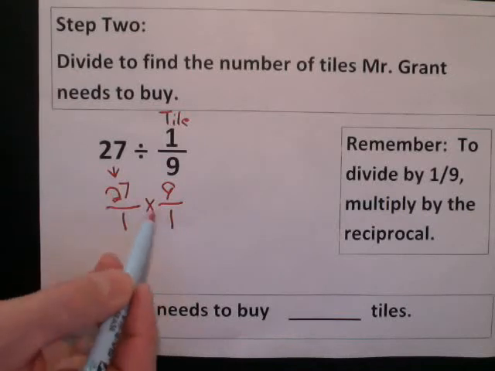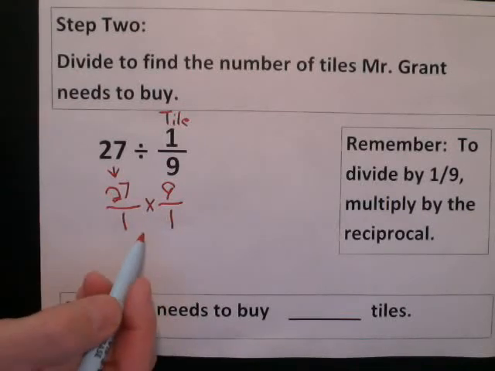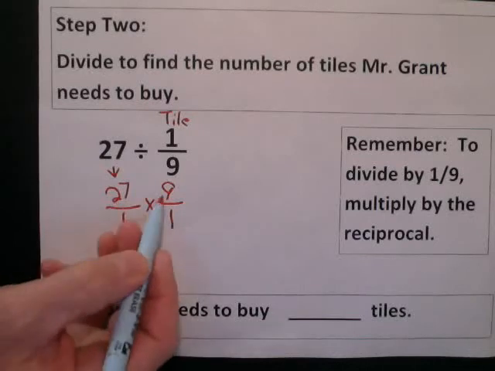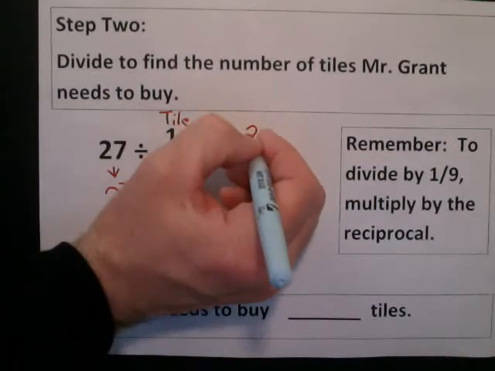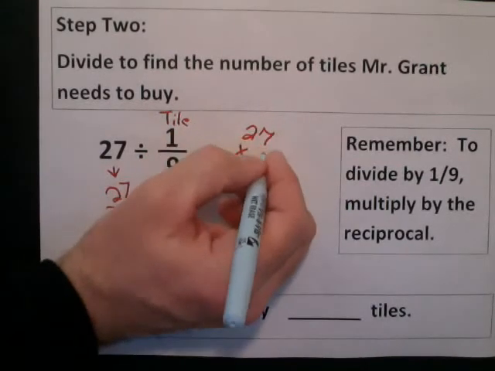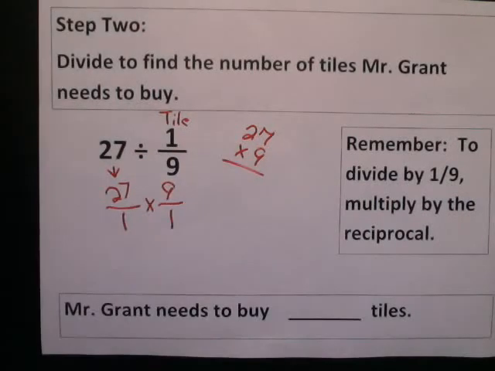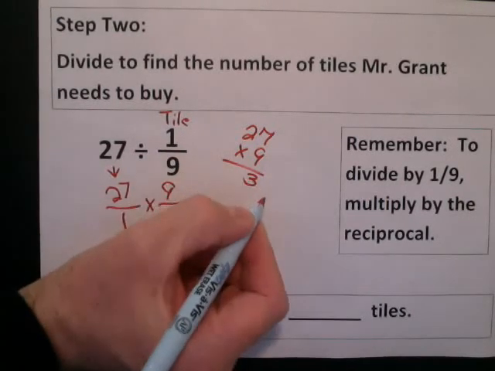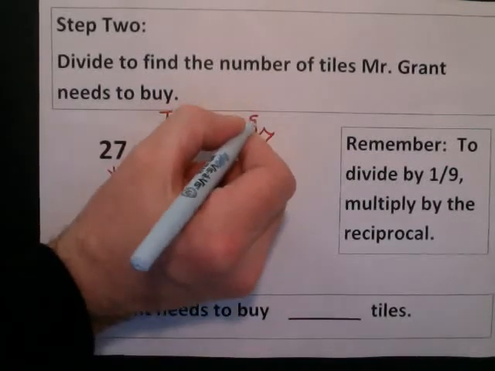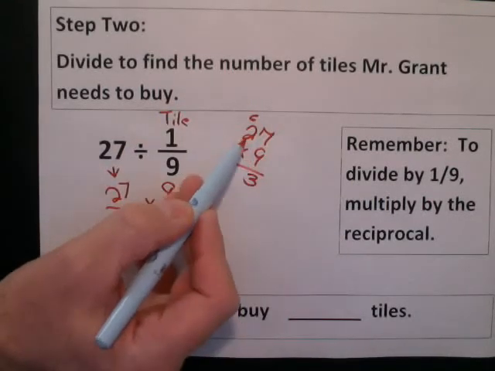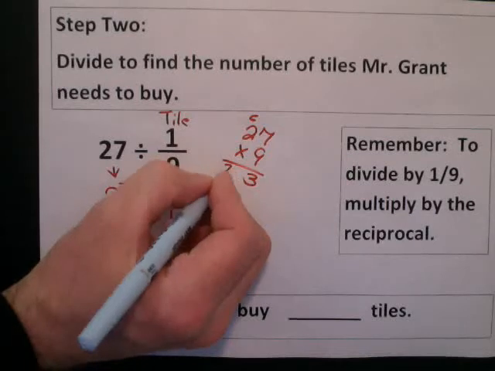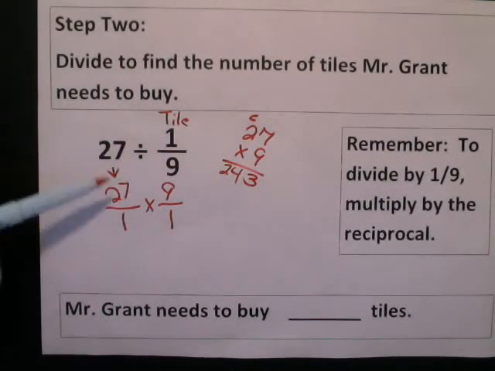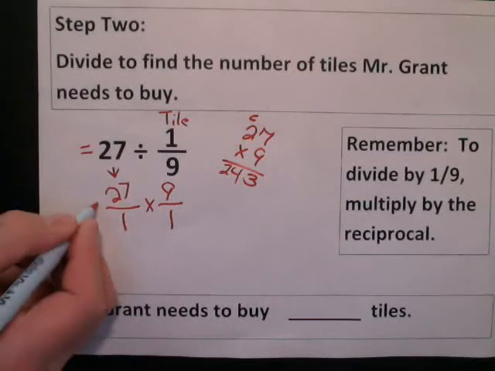We cross simplify if we can. We can't cross simplify, so we're just going to do 27 times 9. So we have 27 multiplied by 9. Okay, 9 times 7 is 63. Carry your 6. 9 times 2 is 18. 18 plus 6 is 24. And again, in your book it shows this being done in layers with an equal sign possibly right there.